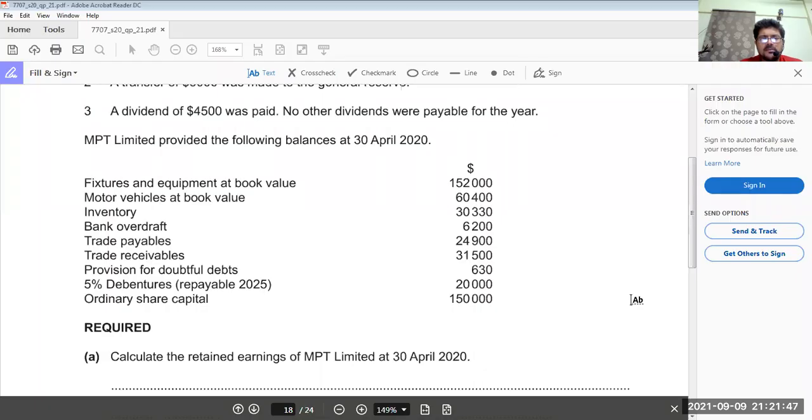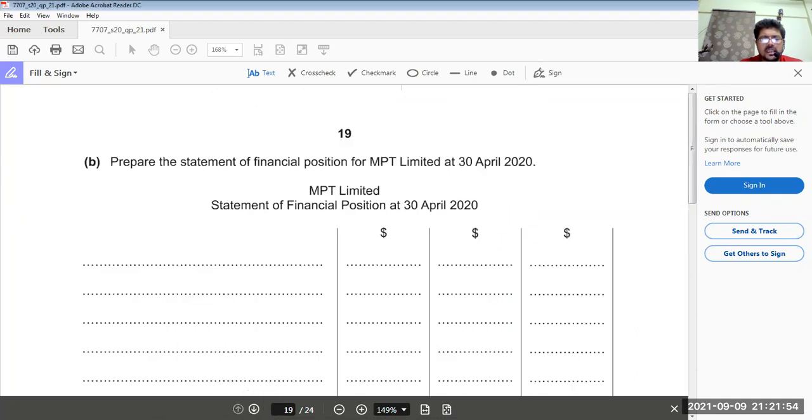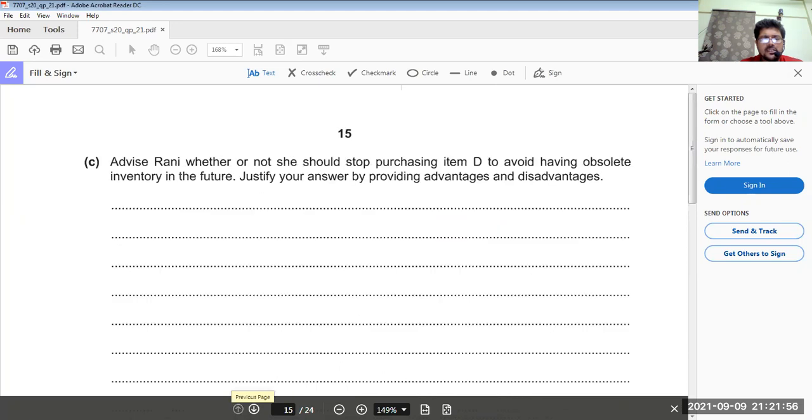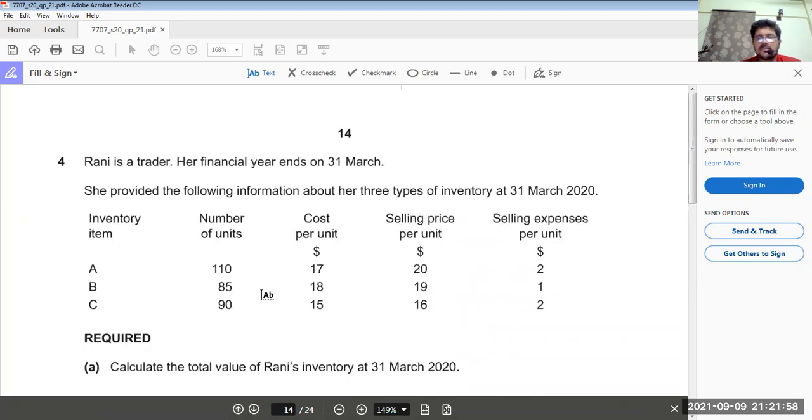So today we have to continue June 2020, paper 21. We were doing 7707 O-level accounts, and I'm going to share your paper. So this is your paper. And we have done, I think, 3 questions. And today we have to start with question number 4.